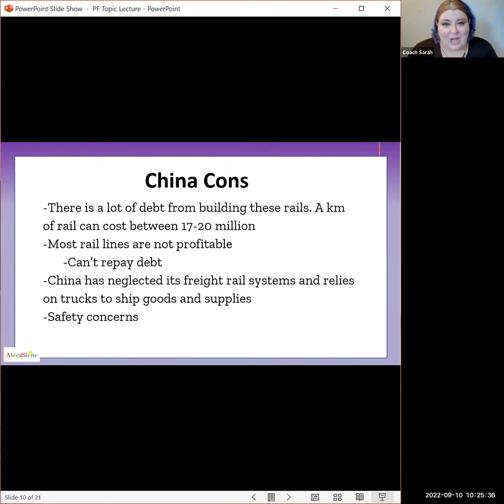So as we talked about hidden debt on the last slide, there is a lot of debt from building these rail lines. A single kilometer of rail line can cost China between 17 and $20 million. This has obviously accrued them quite the large bill. They need to buy land, resources, pay their workers.